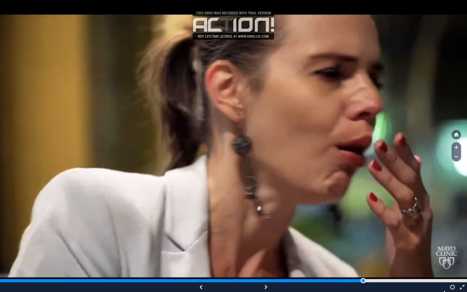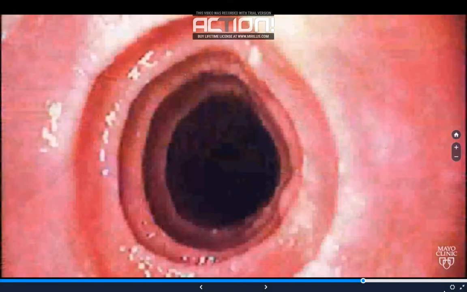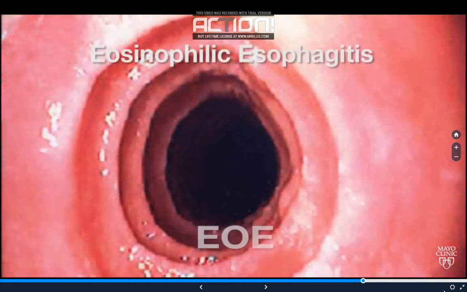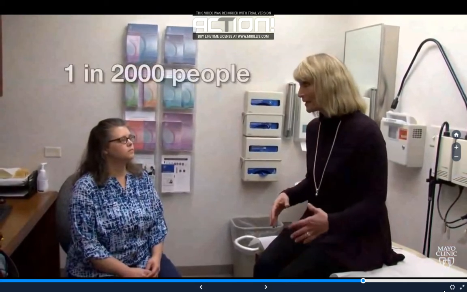Imagine getting food stuck in your esophagus all the time. People live with that, but that's not normal. It's called eosinophilic esophagitis, or EOE. According to Mayo Clinic's Dr. Jeffrey Alexander, it affects roughly 1 in every 2,000 people and is becoming more common. It's probably a little more than that. We're seeing the prevalence is higher than we thought before, and we're seeing the incidence, the number of new cases discovered, appears to be significantly increasing over the past 20 years.